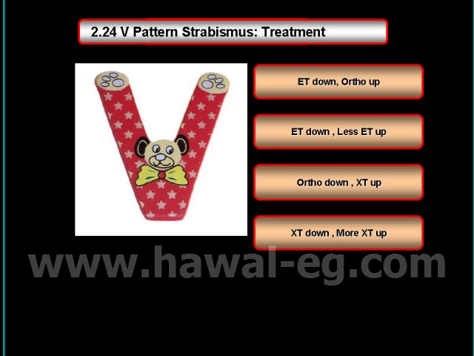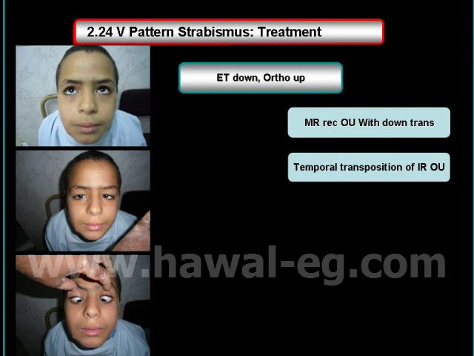orthotropia down and exotropia up, or exotropia down but greater exotropia up. In cases of esotropia down and orthotropia up, the treatment is bilateral medial rectus recession with downward transposition or temporal transposition of the inferior rectus of both eyes.